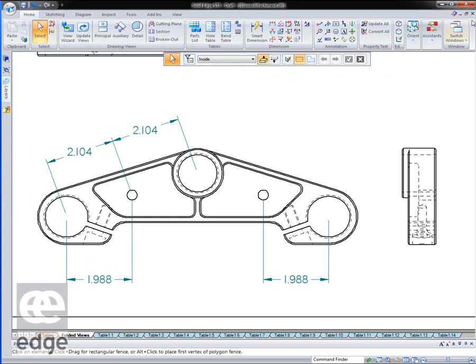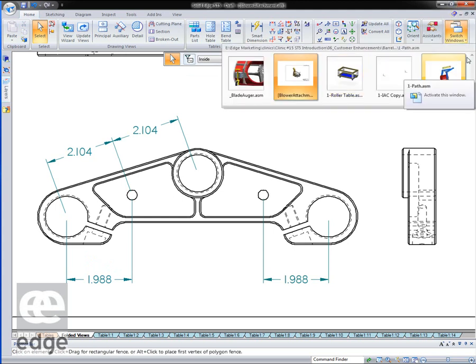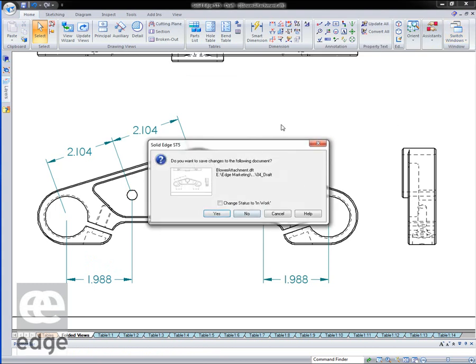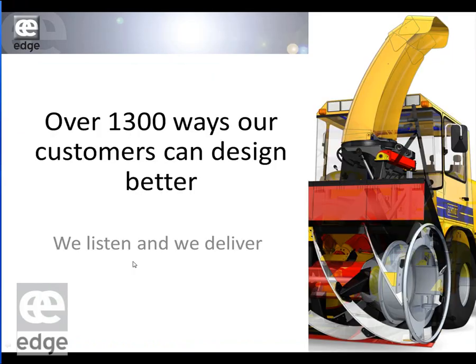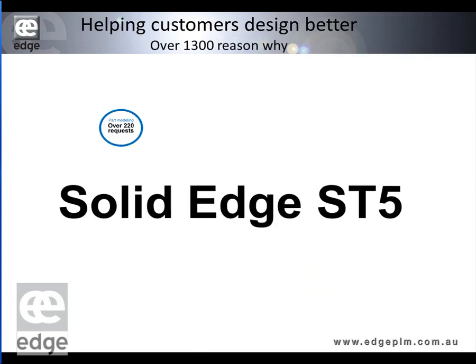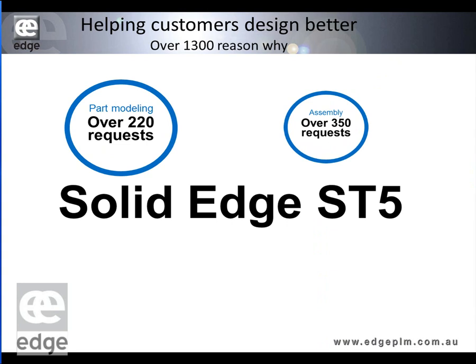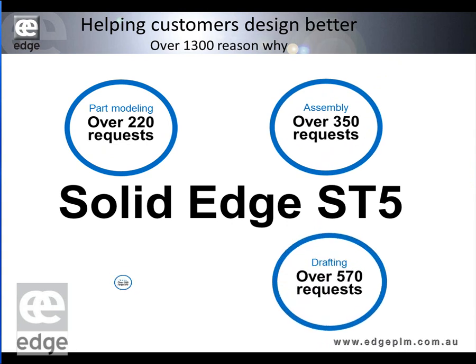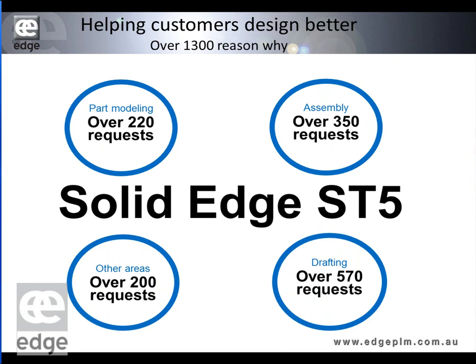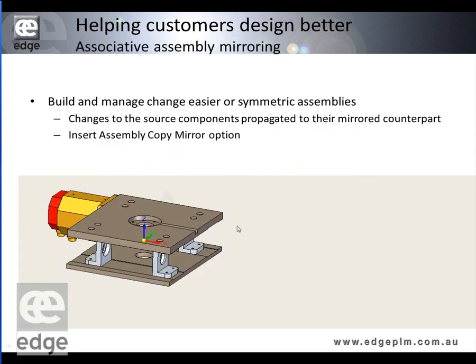Okay, back to our slides. Just close that down, and as I said earlier, there's been a large number of enhancements, over 1,300 enhancements have been added to this, and a lot of them have been customer driven. So there's over 200 requests, 220 requests in part modeling, 350 in assembly, 570 in drafting, and over 200 in other areas. These would be things like data management, etc. So there's been a lot of work, as you can see.